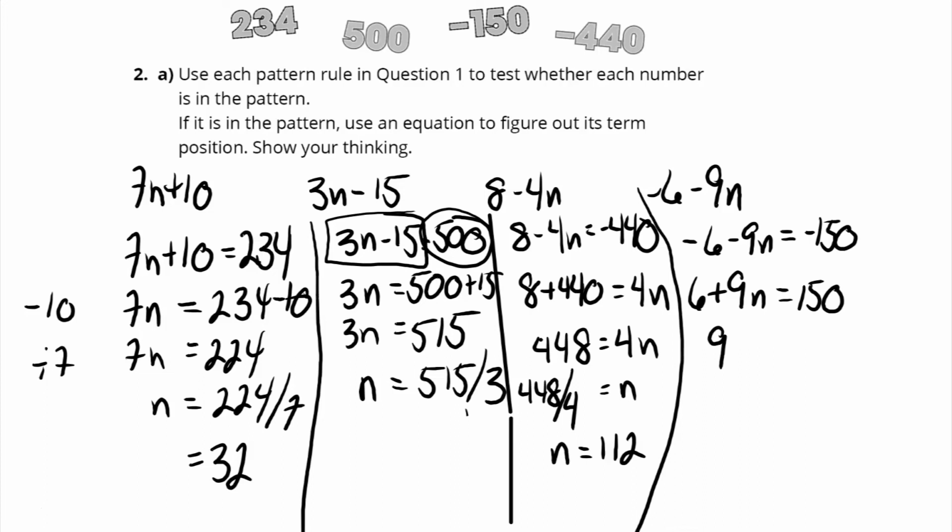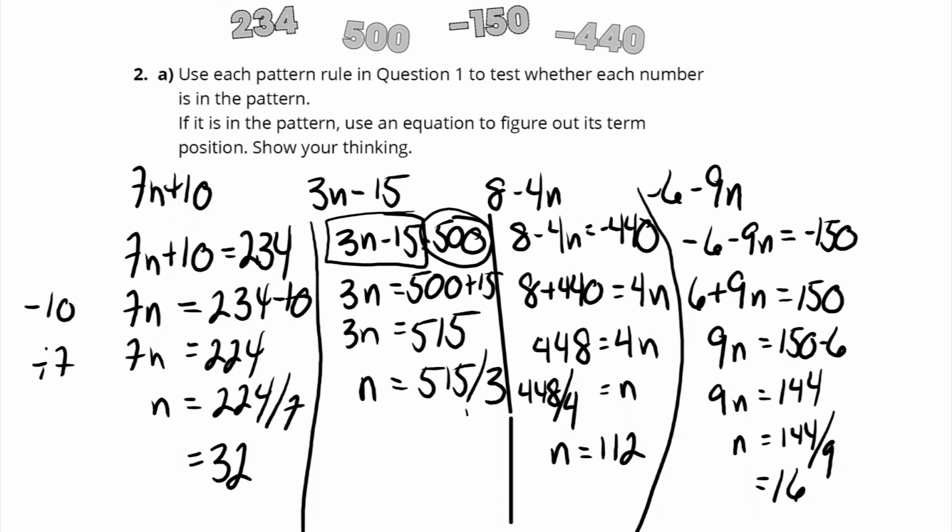Now I'm going to subtract 6 from both sides. So I've got 9n is equal to 150 minus 6. So that's getting rid of the 6 on that side. And so I've got 9n is equal to 150 minus 6, which is 144. And then n is equal to 144 divided by 9. And if I do 144 divided by 9, I get 16. 9 times 8 is 72. Doubling that, 72, gives me 144. So again, in this case, now we know that negative 150 is a term in this expression, or in that series.